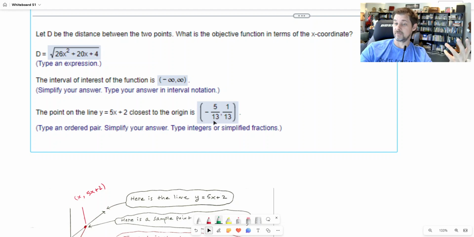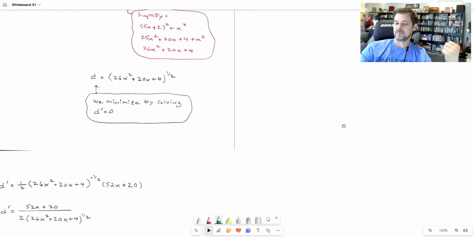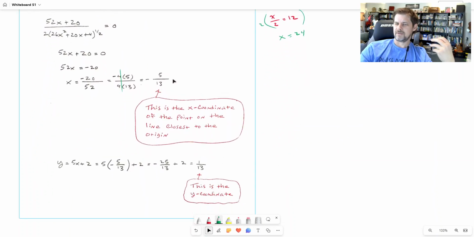So negative 5 over 13 is the x coordinate. So I have to look around and find the y coordinate. How do you think that if I know the x coordinate of the point on the line closest to the origin, how do you think I could find the y coordinate? Is there some equation in my work or that I was given that you could find the y coordinate if you knew the x coordinate?